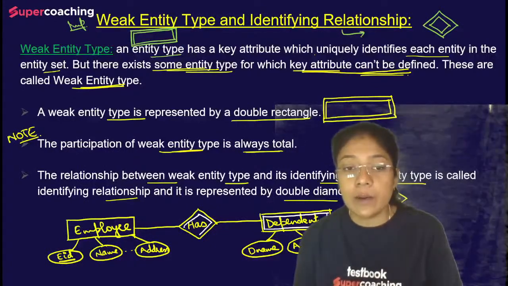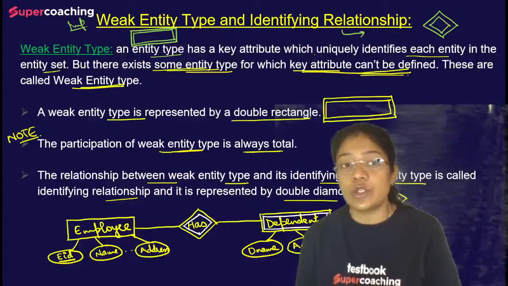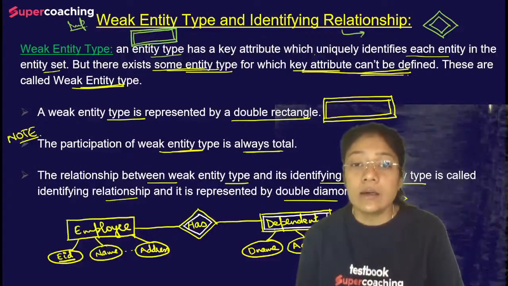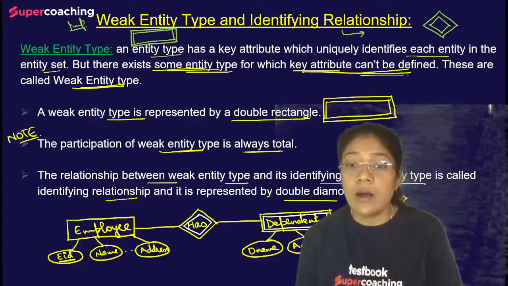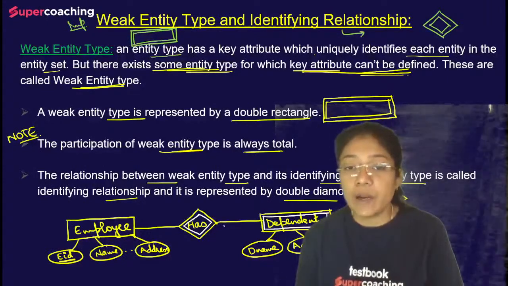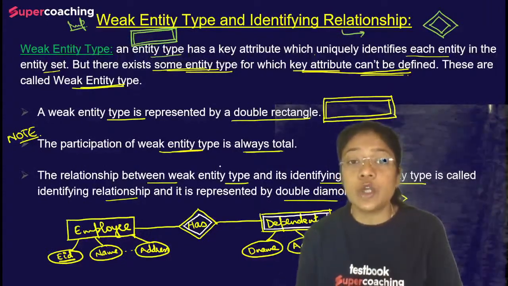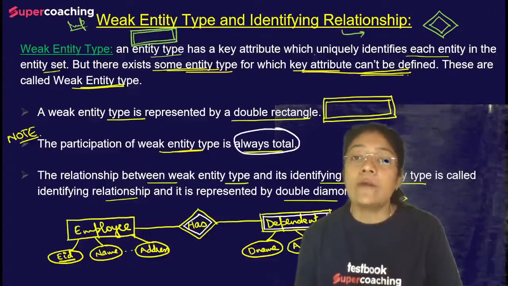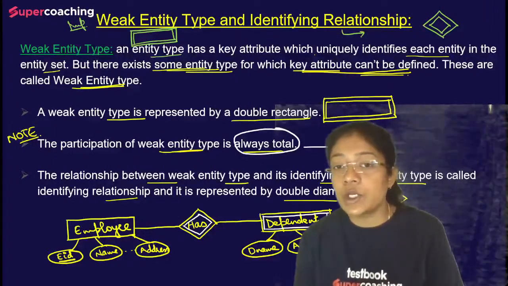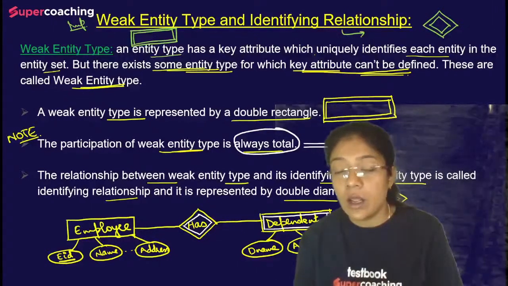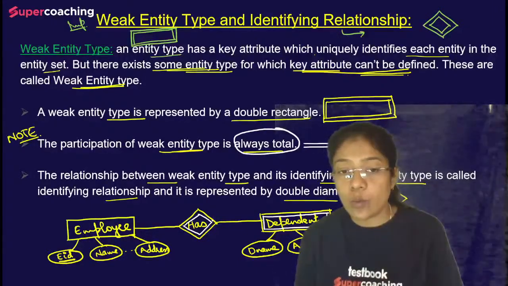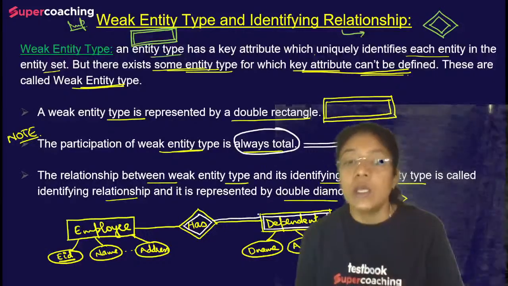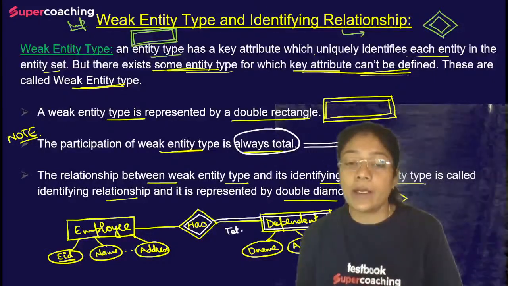This is represented by the identifying relationship. The other thing is, since it is relating the weak entity and the identifying relationship, this dependent should have total participation always. And we have talked about total participation. It is represented by the double line. So we'll take one more line here. So this is having the total participation.